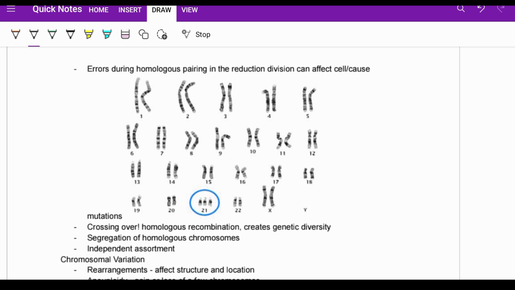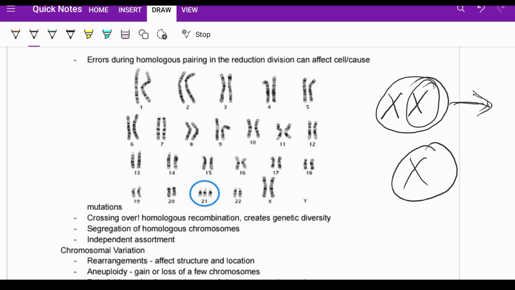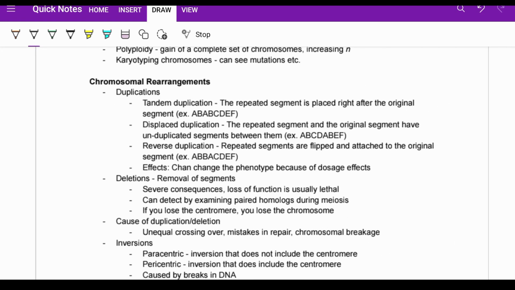Some kinds of errors in this homologous pairing we can see in a karyotype, and these errors in pairing are called non-disjunction. It's when you have the chromosomes, maybe instead of only one being pulled this way, maybe two are pulled this way. And then you get a gamete that has an extra chromosome. And that's what happens in Down syndrome or primary Down syndrome. They have three copies of chromosome 21 instead of just two. And that causes a whole host of errors because of something called gene dosage, which we will touch on later.